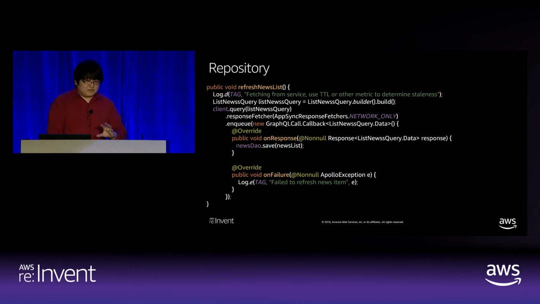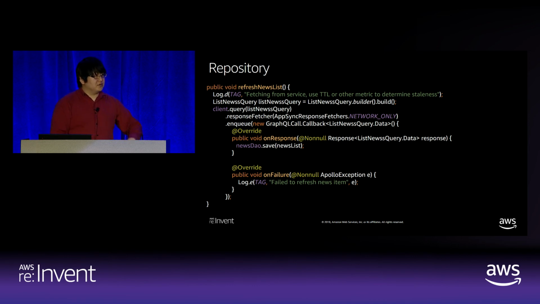So here we see the refresh logic. This is the same query syntax that we saw earlier, except this is for list. So we do another list with the builder pattern, pass it to the client, and then when the response comes back, we actually save that information to the news DAO. That news DAO goes right to the database.